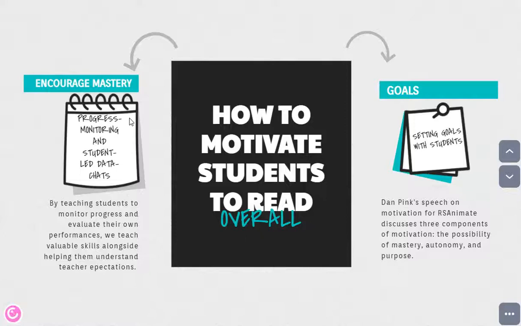So a better way to motivate people would be to implement these three things: the possibility of mastering something, the autonomy to figure out how they're going to approach that mastery, and then a sense of purpose. Why are they doing what they're doing?